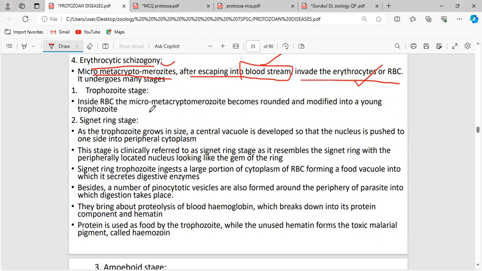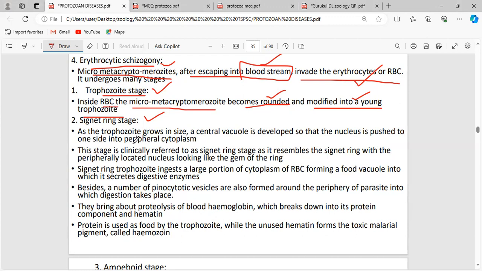In the erythrocytic schizogony, different stages are seen. The first stage is the trophozoite stage and the second is the signet ring stage. In the trophozoite stage, inside the RBC, the micro metacryptomerozoites become rounded and modified into a young trophozoite. Structural changes happen here. After the micro metacryptomerozoite stage, the stage we experience is the trophozoite stage, inside the RBC.